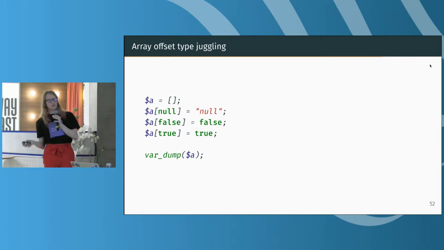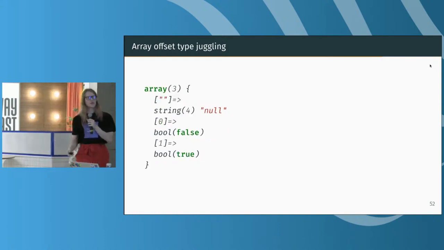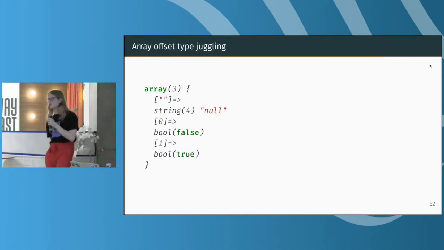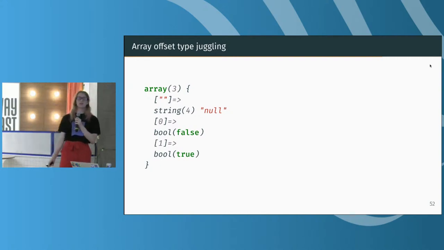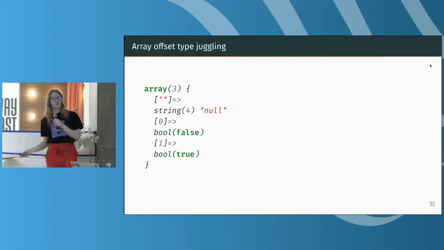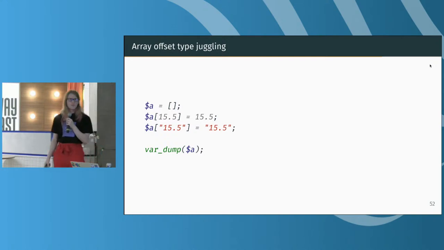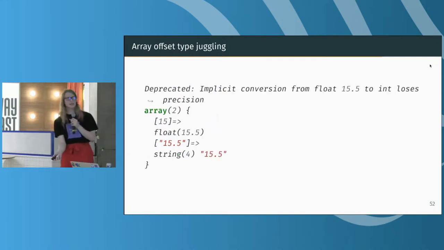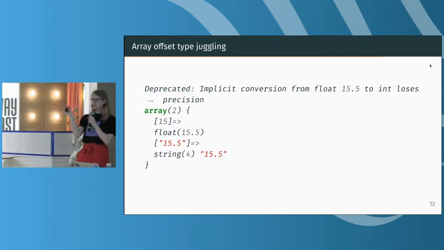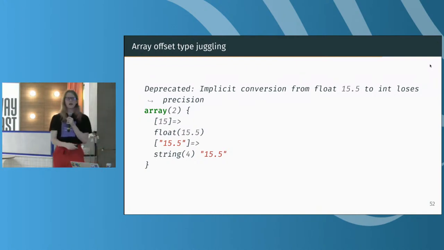So when you type juggle, null, false, and true: null gets cast to an empty string, which is probably the only point in time when you can have an integer or a string. False gets cast to 0. True gets cast to 1. You can use floating point numbers, and in this case the float will have a warning that you are trimming the float to get an integer, and the string, it just doesn't do anything.